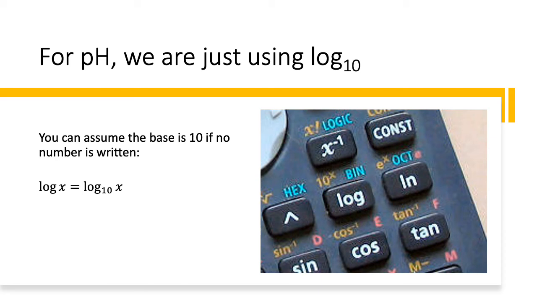So we're just going to worry about log base 10 because we talk about hydrogen in terms of 10 to the something. And logarithm base 10 is kind of the default or the standard logarithm. So if you ever see logarithm written without a base, you can just assume it's base 10. The logarithm button on your calculator is base 10, so you can just use that.